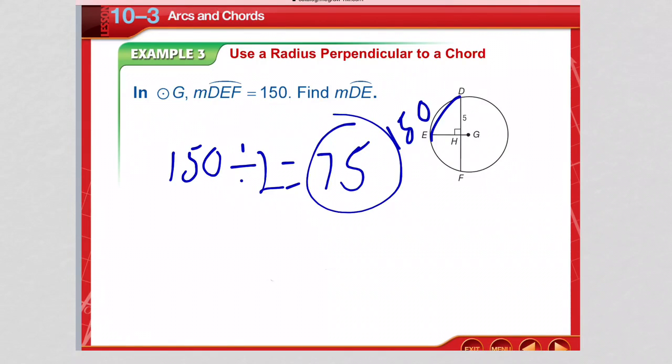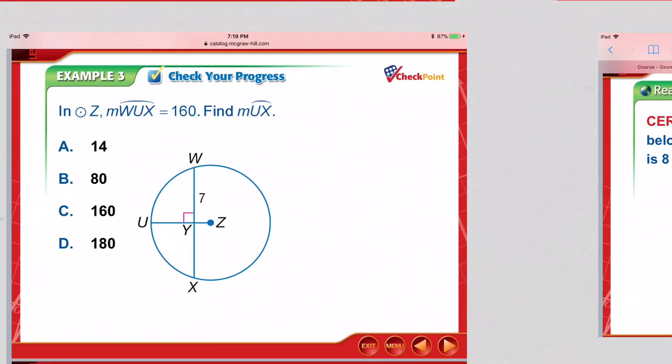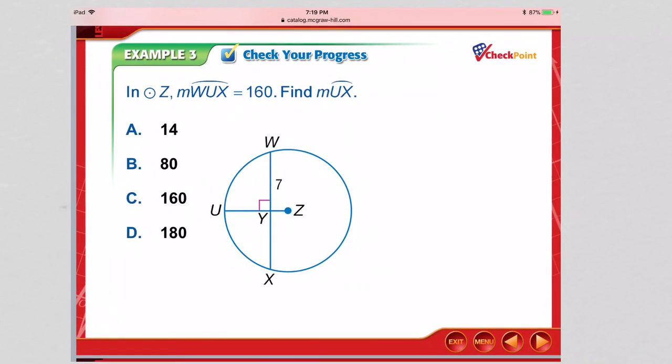So now we're going to use this in a different way because we have a right angle. Oh, actually, I want you to take a look at this one. We have in circle Z, WUX. So WUX equals 160. I want you to find UX.